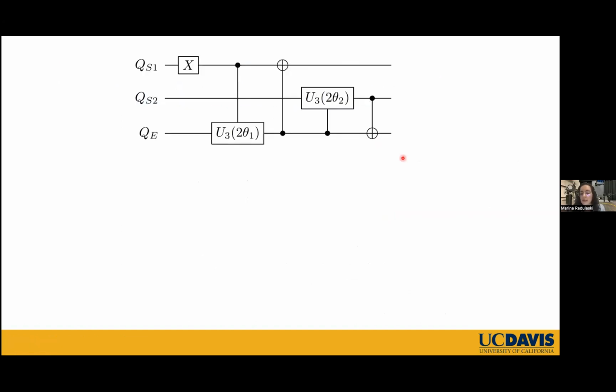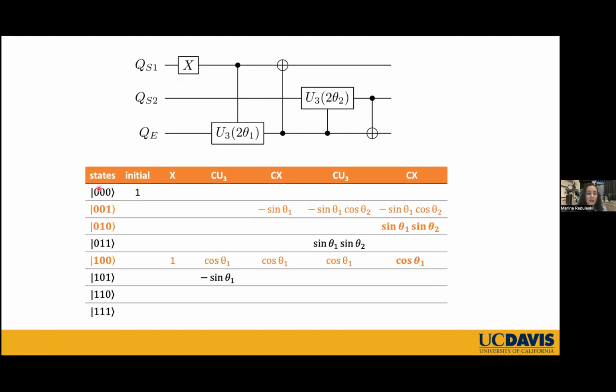Let's see how this algorithm works for the simple case of two atoms in a cavity. The idea of the algorithm is to limit the wave function to the superposition of singly excited states. In the first step, we apply the X gate and move straight into the 1, 0, 0 state, where the first atom is excited. Then, by using pairs of entangling gates, CU3 and CX, we maintain the wave function within these orange states that are singly excited.